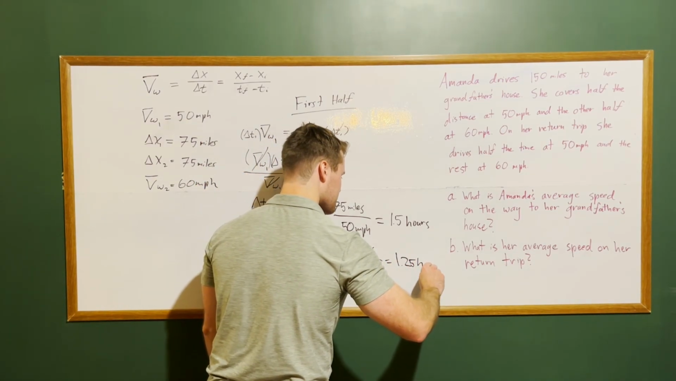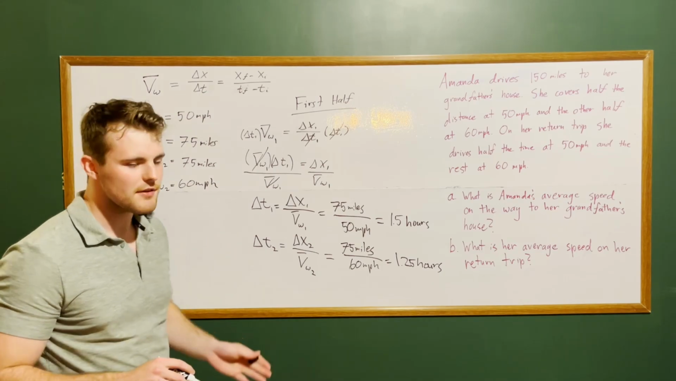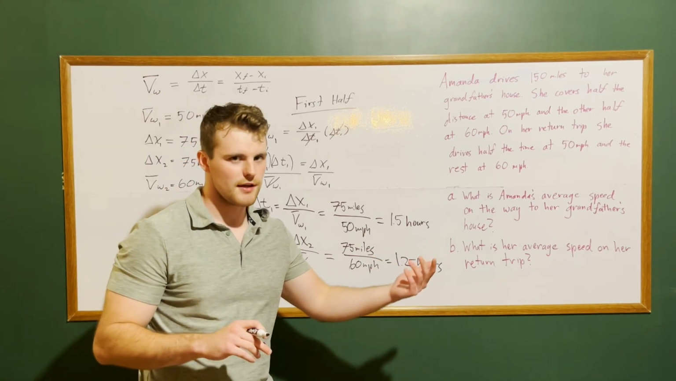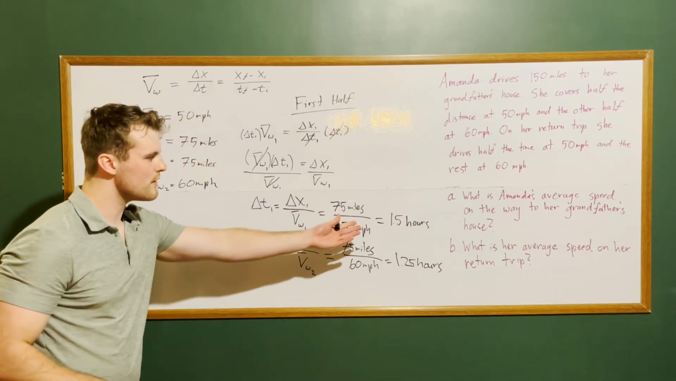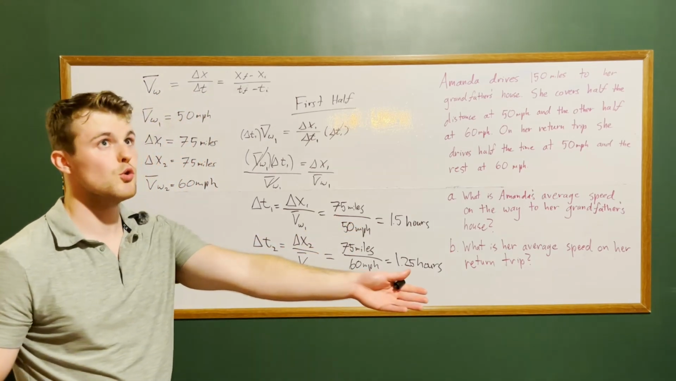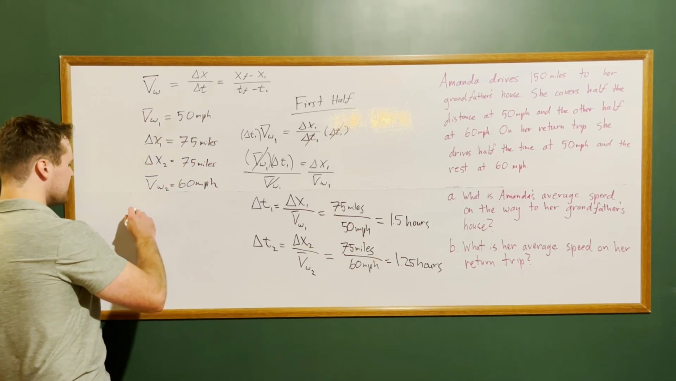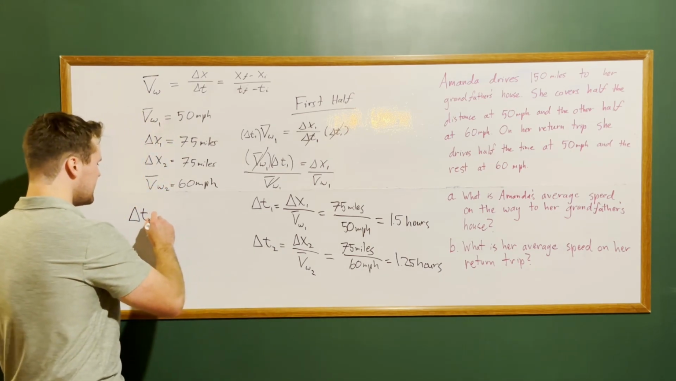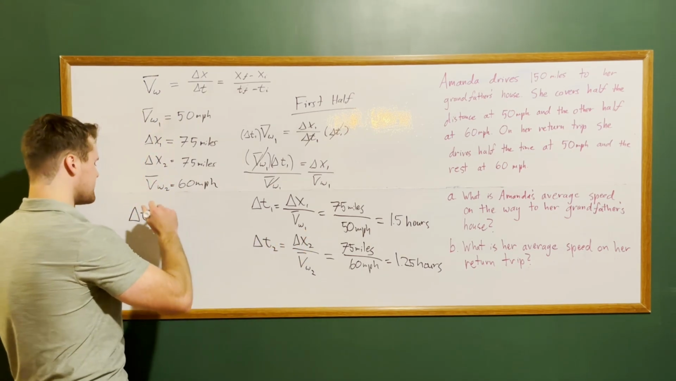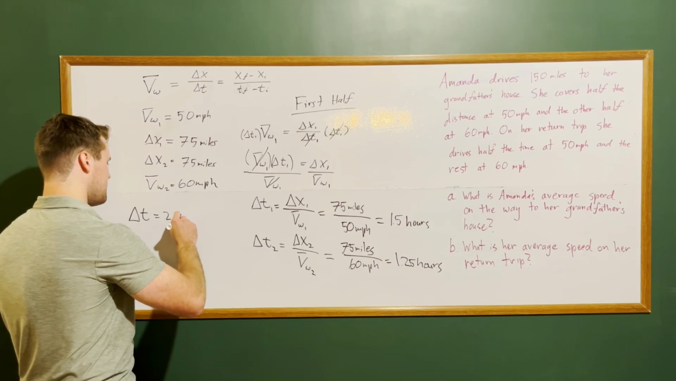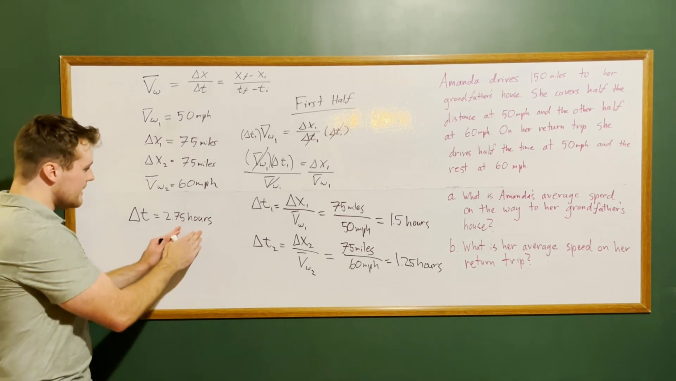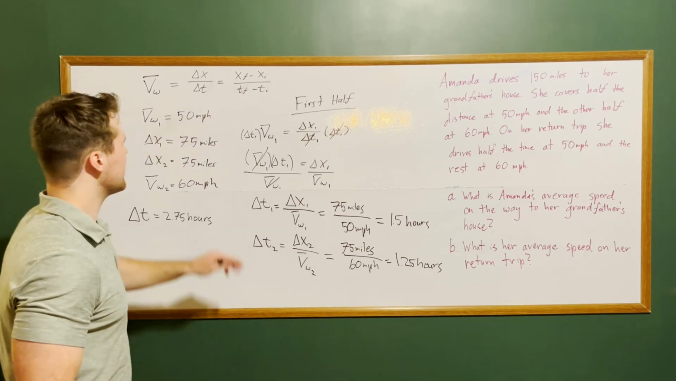which equals, calculator, 1.25 hours. So now if we just add these two together, it's going to give us our total time it took for Amanda to get to her grandfather's house on the way. So 1.5 plus 1.25 is 2.75. So delta t for our total on the way trip is equal to 2.75 hours, of course.